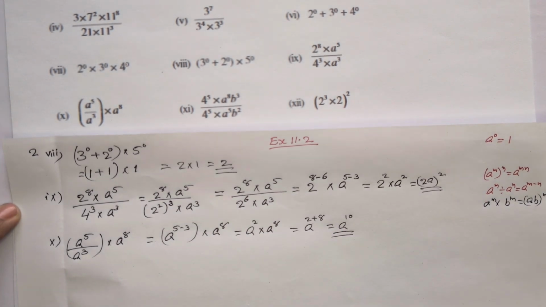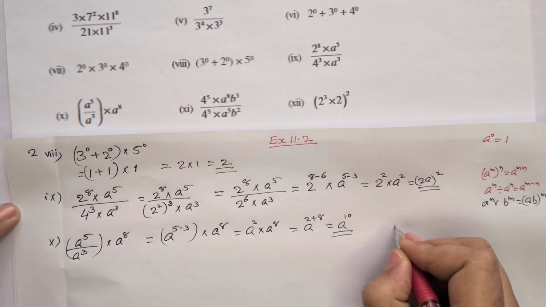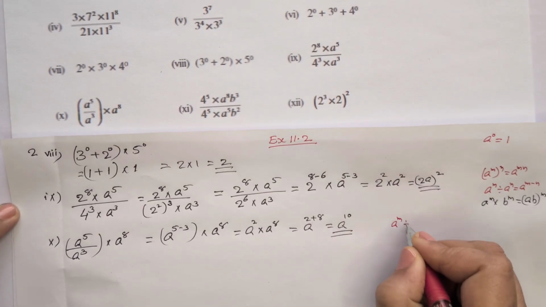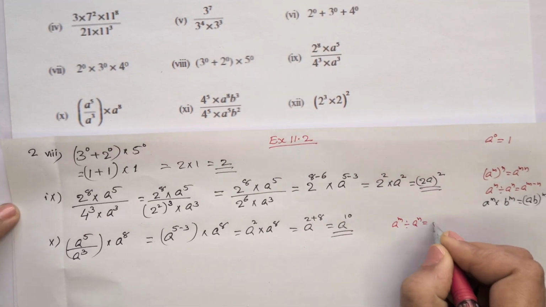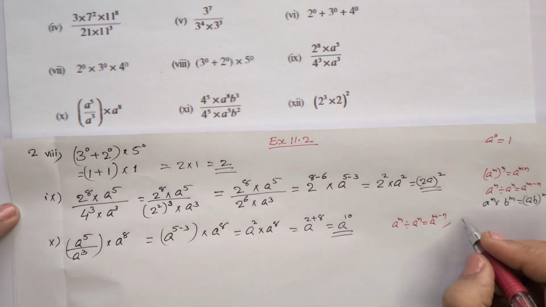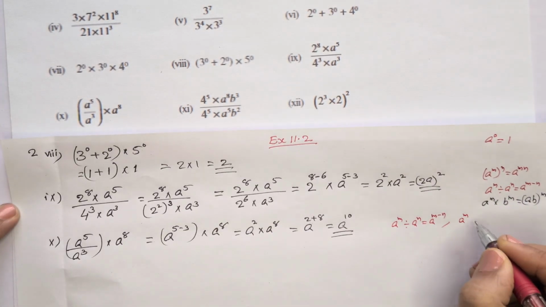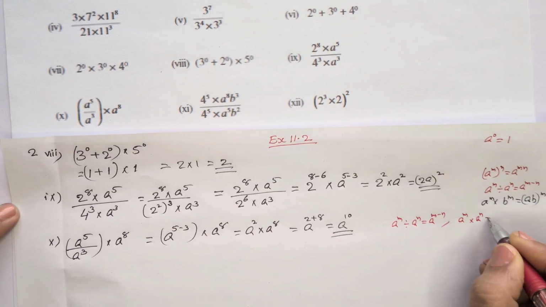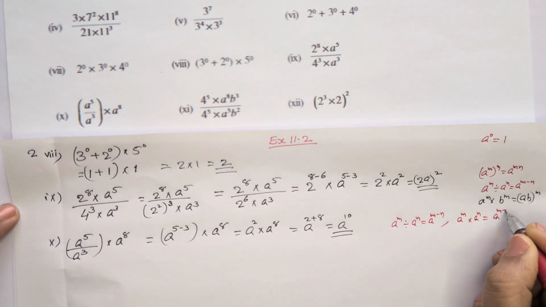Here we are using the rules. First we used a raised to m divided by a raised to n is equal to a raised to m minus n, and here a raised to m into a raised to n is equal to a raised to m plus n.